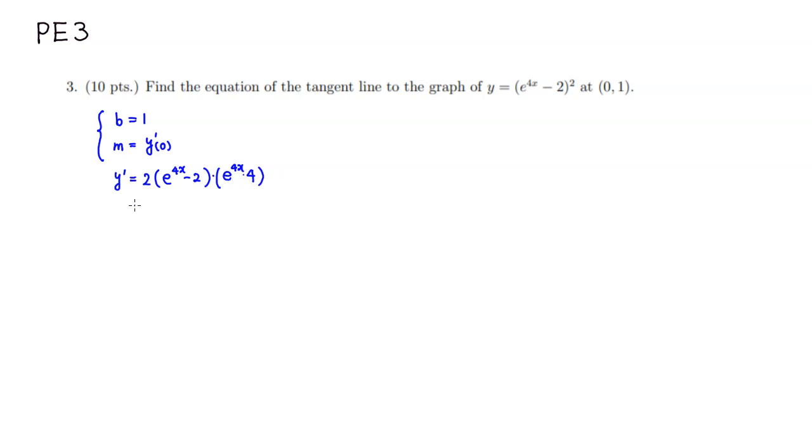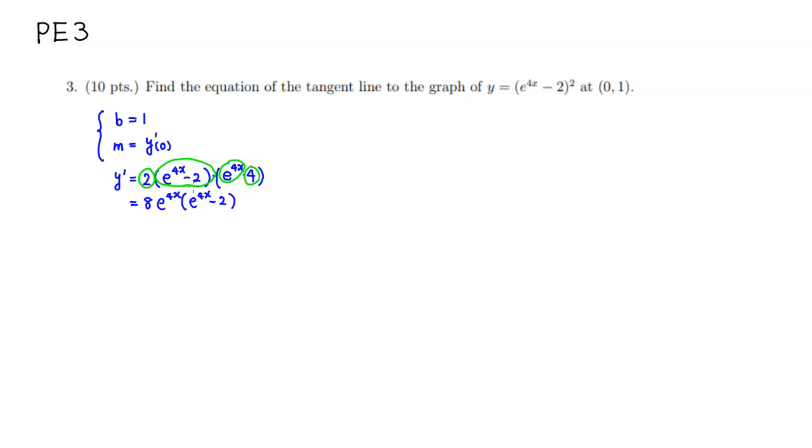We can simplify this by simply combining 2 and 4 together. That's going to give us 8, and we can put e to the 4x, and the last one, the quantity e to the 4x minus 2. So this is the derivative.